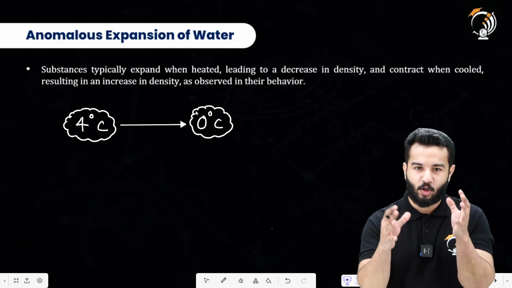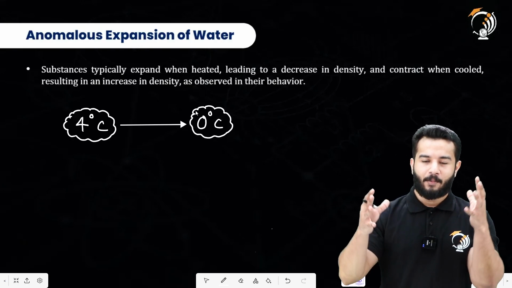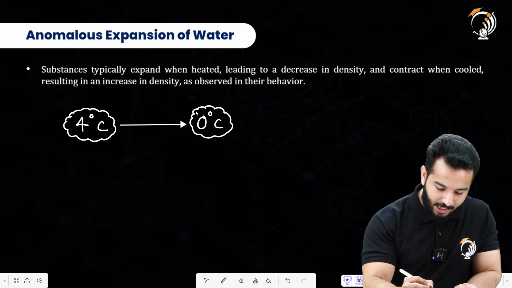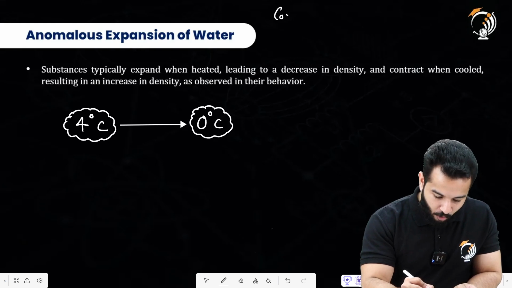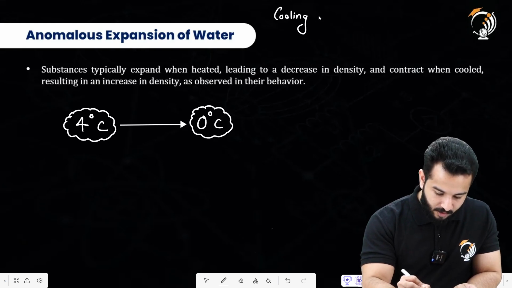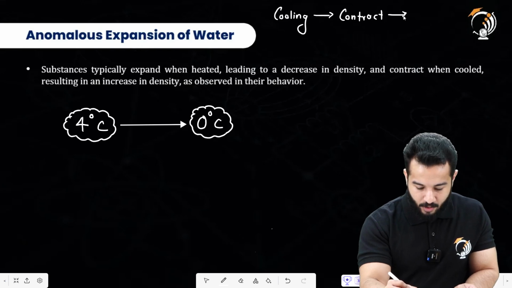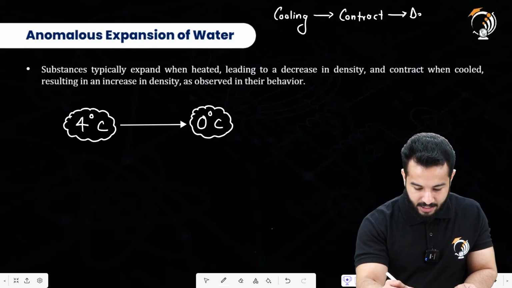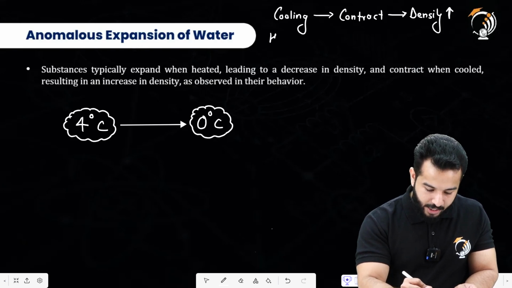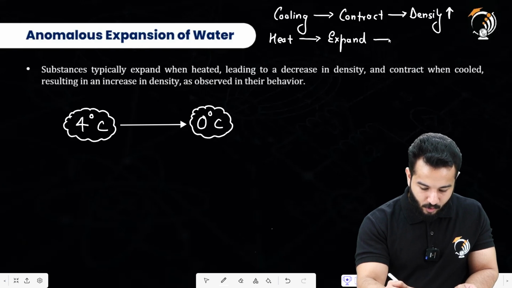If you are going to cool down a body, the density would increase, because it is a very simple fact: if you are cooling a body, that would mean that the body would contract, and the density will increase. A very simple thing. If you are going to heat a body, this would mean that the body will expand, and the density of the body will go down.